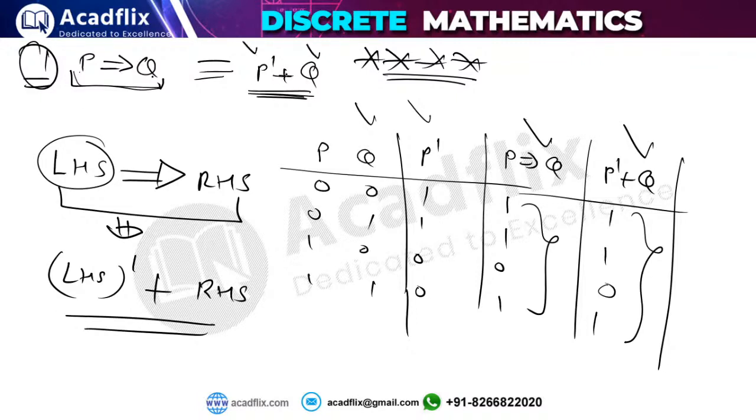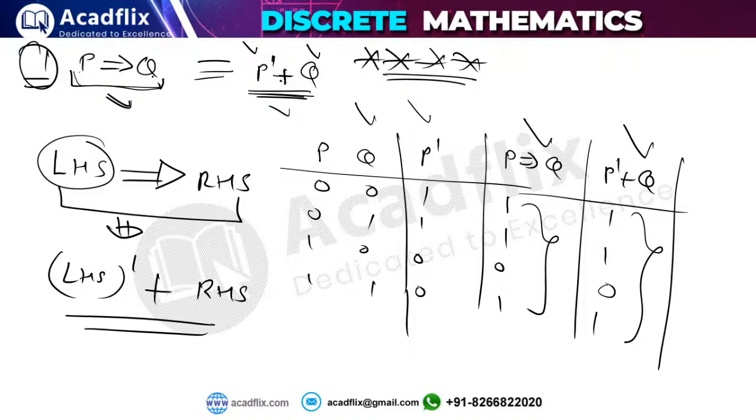What is this plus? This plus is disjunction, this plus is OR. What is this dash? This dash is negation. So you can see that this implication operator can be written in terms of negation and disjunction. This P dash means negation, and this plus means OR, or we also call it disjunction.